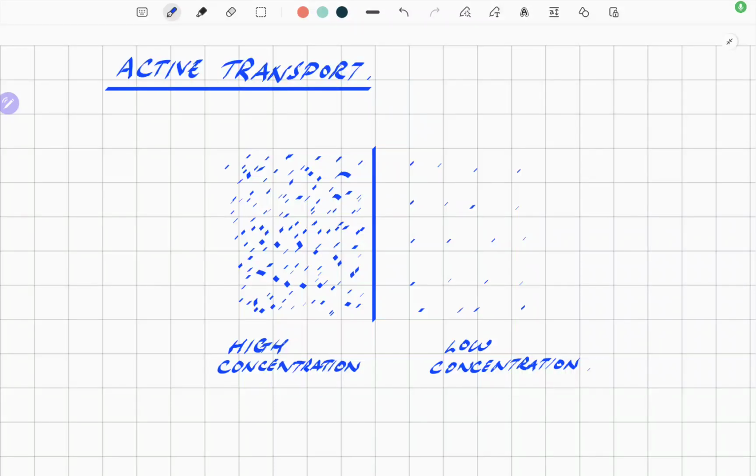So for active transport, if you cast your mind back to what we did in diffusion, you remember that substances in diffusion are always going to move from an area of high concentration to an area of low concentration, and it may or may not be through a particular membrane or barrier. So under normal circumstances, it would go in that direction. The solute would flow from left to right in this case.